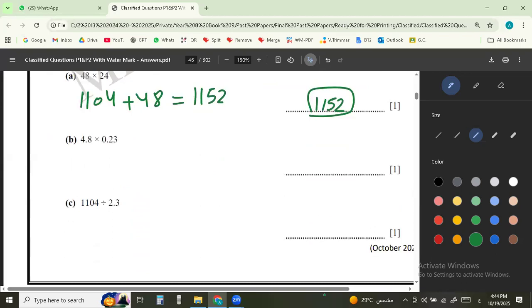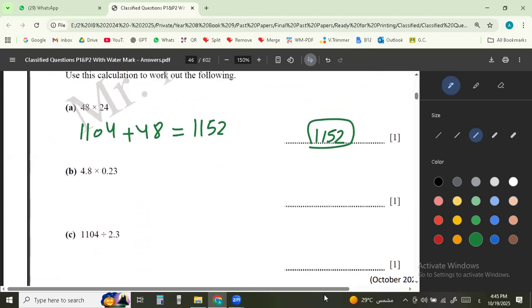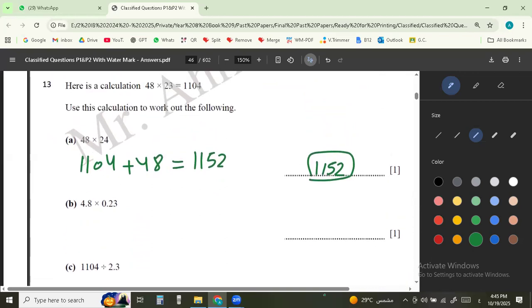4.8 multiplied by 0.23. Well, go back to the fact. It's saying 48 times 23 is 1,104. So it is 1,104, but I have 3 decimal places, so it is 1.104.